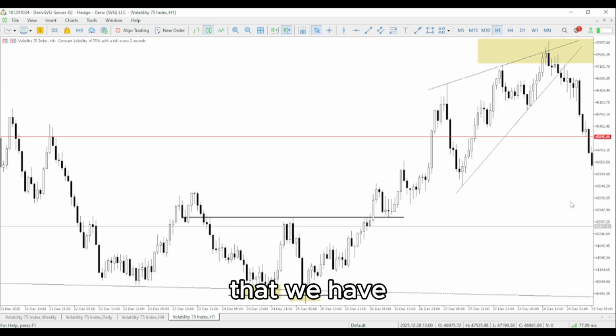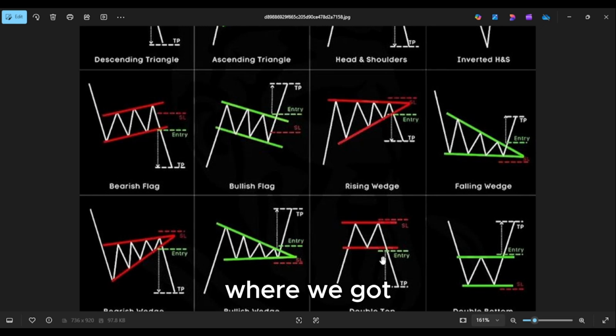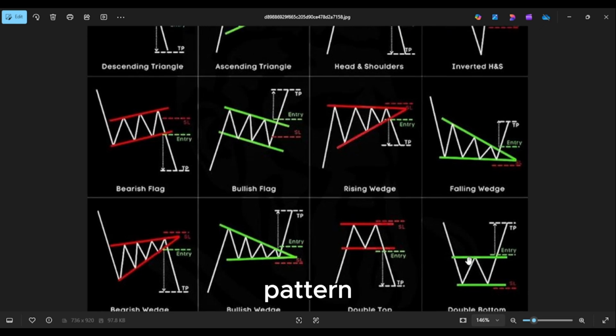And the second one that we have here is the rising wedge. The rising wedge, this pattern I got it from here. You can see where we got the first one. This is the first pattern right here.